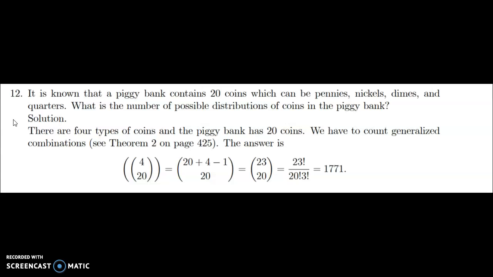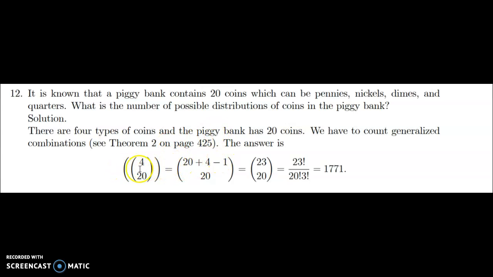Problem 12. It is known that a piggy bank contains 20 coins, which can be pennies, nickels, dimes, and quarters. What is the number of possible distributions of coins in the piggy bank? Clearly, the order of the coins doesn't matter. And because you can have many pennies, many nickels, many dimes, these are generalized combinations. So we count generalized combinations. The variety is 1, 2, 3, 4 kinds of coins, so 4. And we have 20 coins, repetitions allowed. So 4 multi-choose 20. Multi-choose means we have this double parenthesis.